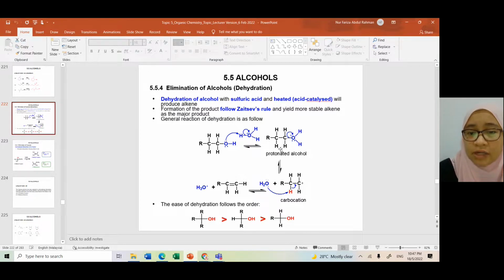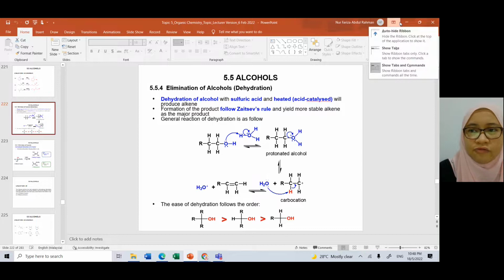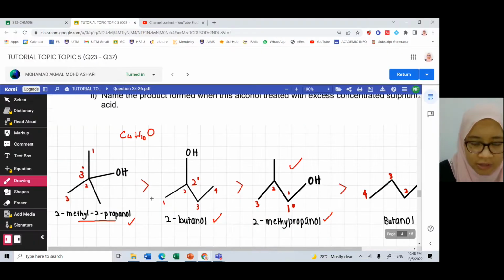That means during the mechanism, definitely there will be the formation of carbocation. So kalau ada formation of carbocation dalam mechanism, dia mesti akan prefer tertiary. Okay, so that's why we would go for tertiary alcohol and then secondary alcohol.